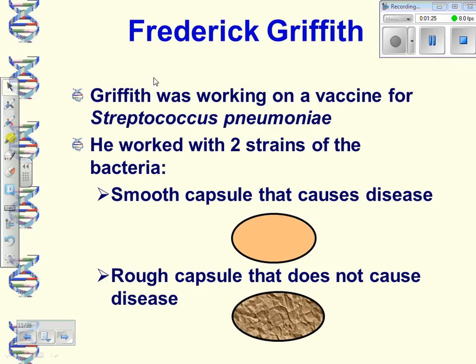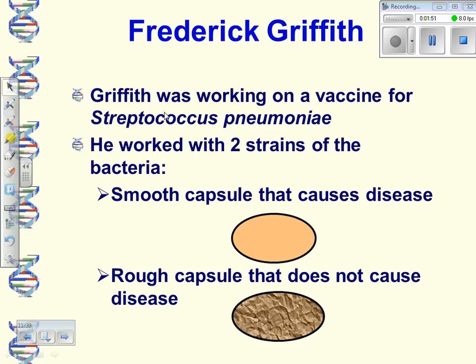So the next person who came into the history of figuring out the secret to life, or how traits are passed on from parent to offspring, was Frederick Griffith. He performed a very famous experiment, which involved working on a vaccine for Streptococcus pneumoniae.